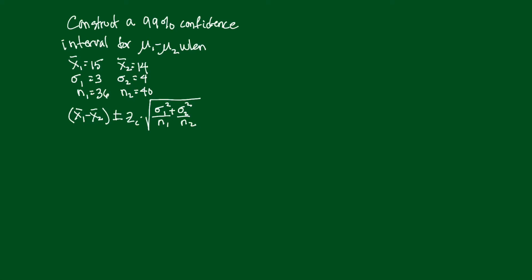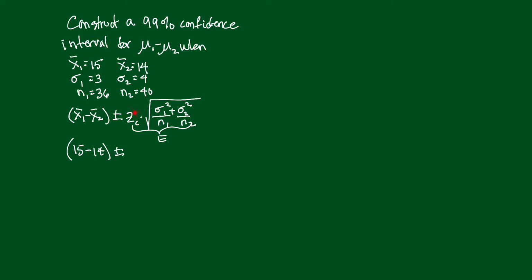Now, I've just written the formula, but I didn't stretch it all out, right? I know it's mu1 minus mu2, so I just put the difference of the means plus or minus the error. Remember, this is what we call the maximum error of our estimate. Let's get these numbers in, and we will compute. So we will get x1 bar, which is 15, minus x2 bar, which is 14, plus or minus.